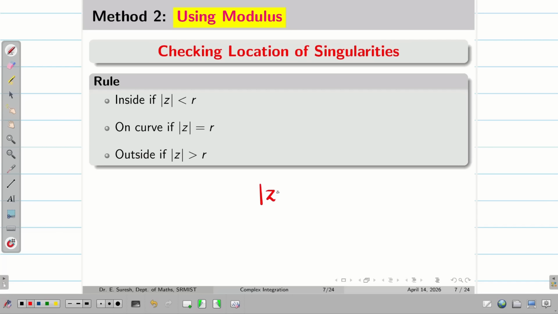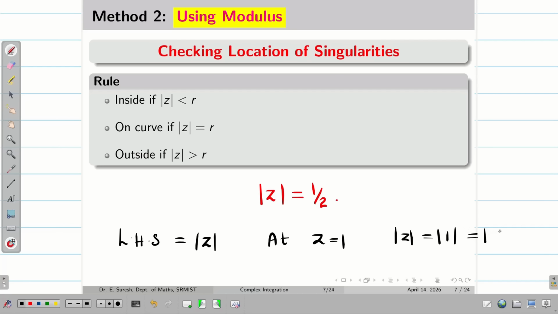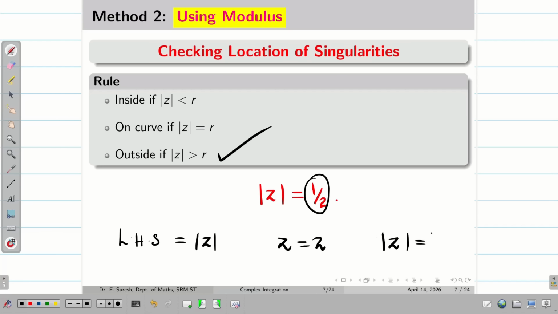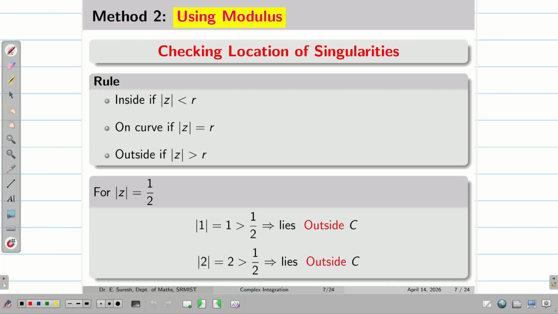So according to our problem, mod z is 1 by 2. Now I am going to take the left hand side. At the point z equal to 1, mod z is equal to modulus of 1, that is 1. It is greater than my radius 1 by 2, so the point lies outside. Similarly, for the point z equal to 2, mod z is equal to modulus of 2, that is 2. 2 is greater than 1 by 2. Therefore, z equal to 2 is a singular point that lies outside C. You can see the typed version.